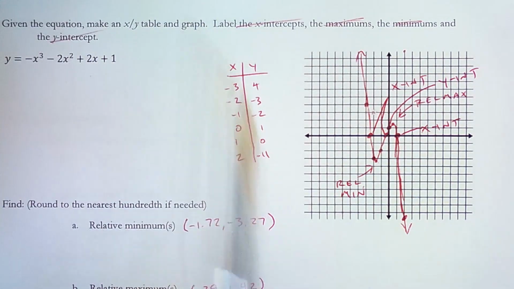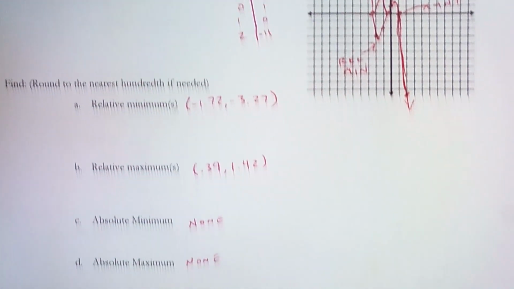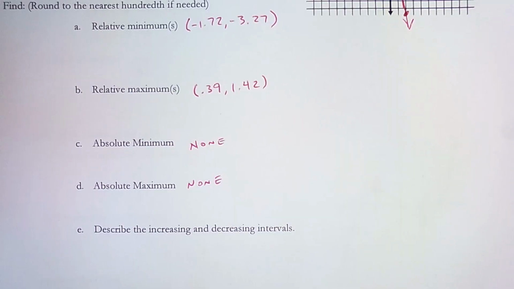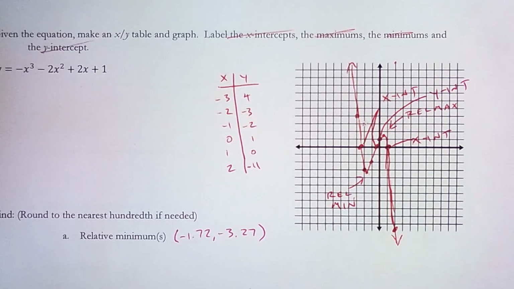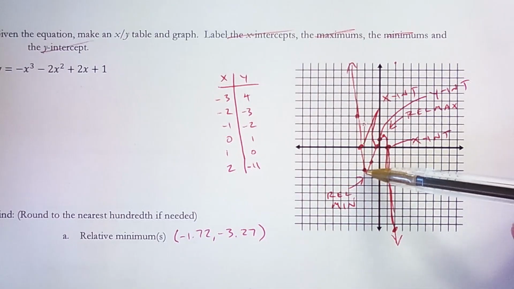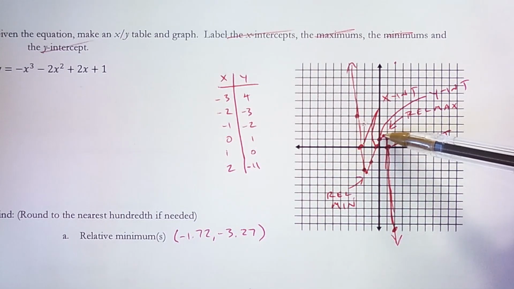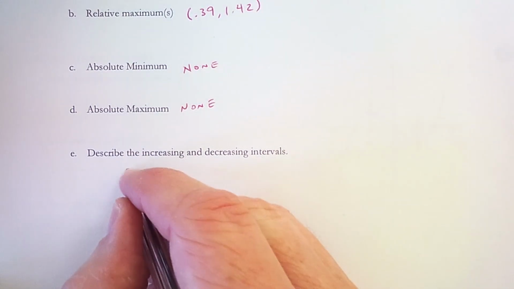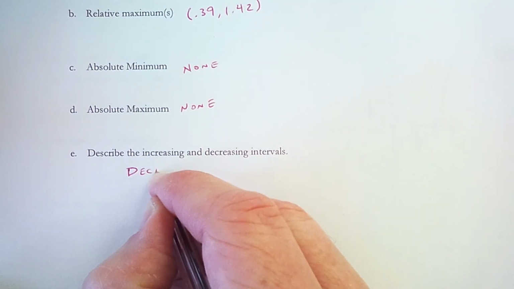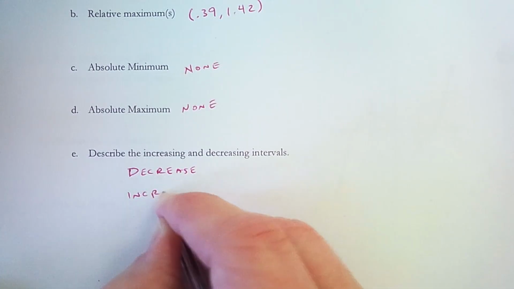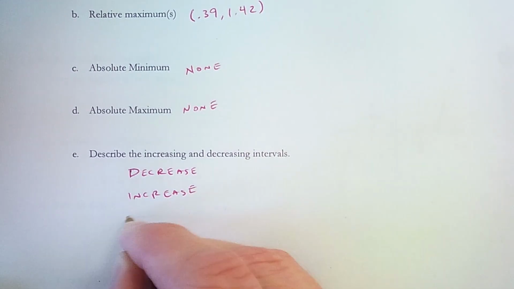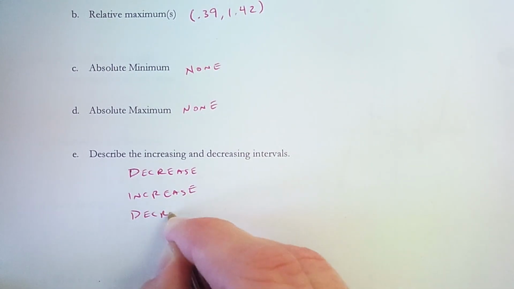We have graphed. Okay, so the last thing is increasing and decreasing intervals. So as I trace from left to right, it decreases, increases, and decreases again. So we'll start with just listing that it is going to decrease, then increase, then decrease again.